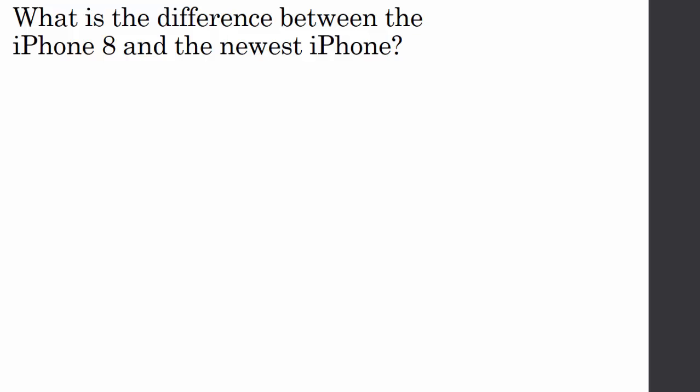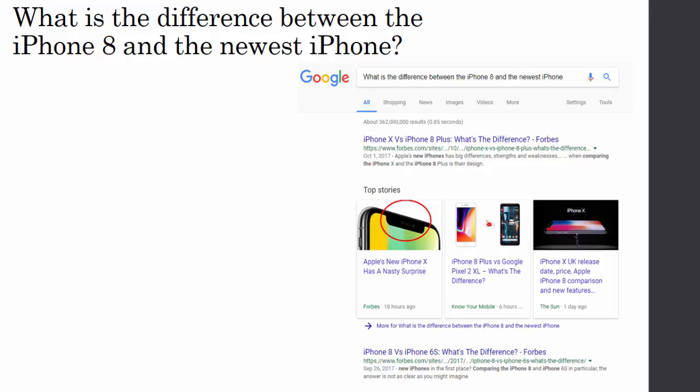Dutifully, someone pulls out their smartphone or computer and Googles, what's the difference between the iPhone 8 and the newest iPhone? They click on the first link and tell the group what the difference is. No one questions whether the information is true and you move on with your lunch discussion. But what happens when you Google it? How did Google know what the newest iPhone was?